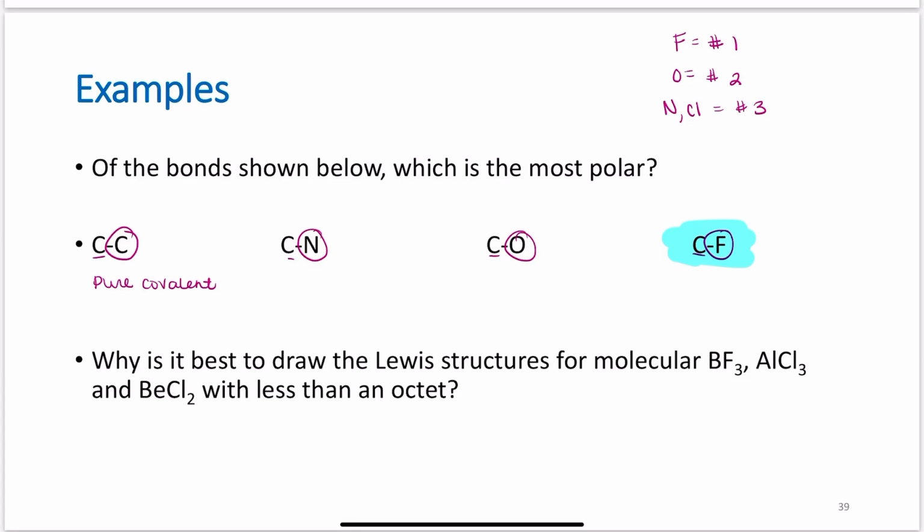And this, I keep meaning to move. I don't know why I never do, but this is not the best place for this, but this goes back to the exceptions to octet rules. Why do these structures work best with less than octet? If I look at boron, BF3 forms a structure like this. AlCl3 and BeCl2.